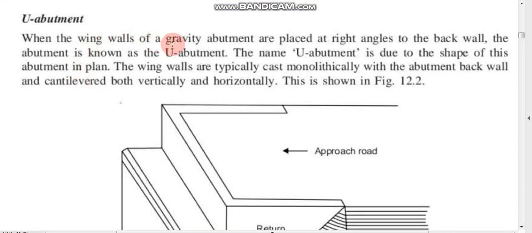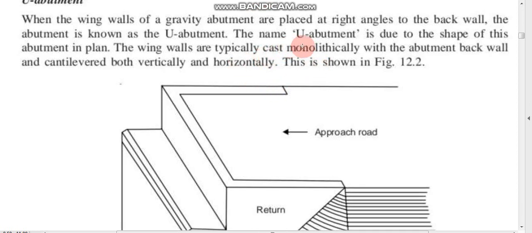So when the wing walls of the gravity abutments are placed at right angles to the back wall, the abutment is known as U abutment. The name U abutment is due to the shape of this abutment. So these wing walls are connected with this abutment with a 90-degree angle. Therefore, this forms a U shape and they are called a U abutment.